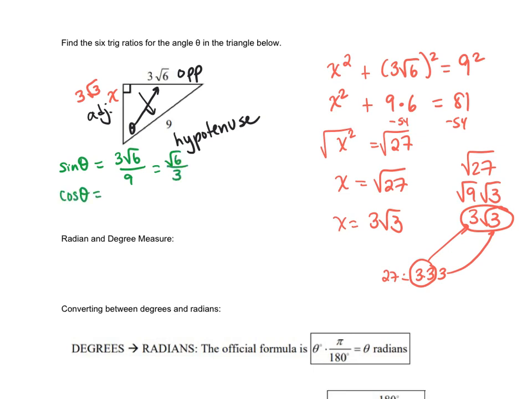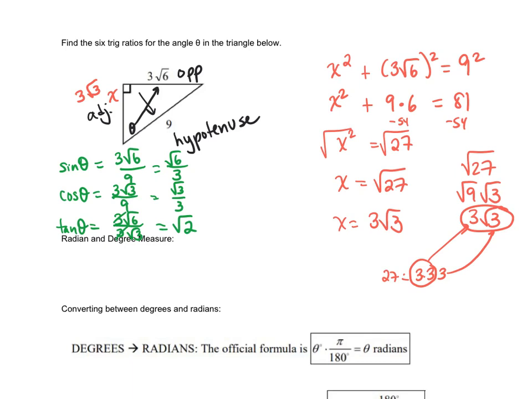The cosine of theta is adjacent over hypotenuse. So that's going to be 3 radical 3 over 9, or radical 3 over 3. And the tangent of theta is opposite over adjacent. So that's going to be 3 radical 6 over 3 radical 3. So you have two radicals divided, which you can just divide the numbers inside, so you get radical 2.